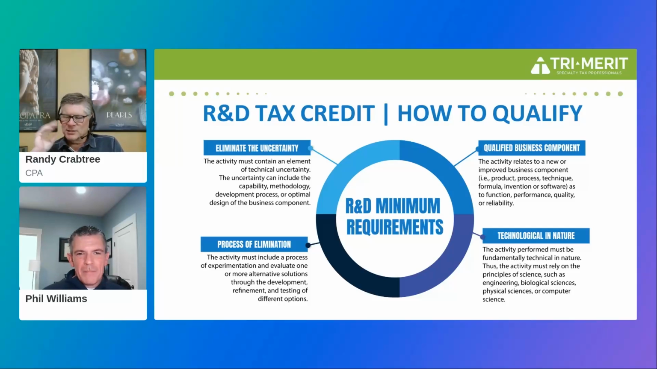So to meet the four-part test, there are four things we have to look at to qualify the minimum requirements. And first is, what do we have? What is this that we're working on? What the IRS calls the business component. A business component is the thing we're working on. And they define this as a new or improved product, process, technique, formula, invention, or software. With the 174 clarifications, they go a little bit further and talk about prototypes, but that all falls within this. New or improved product or process is a good way to summarize it.